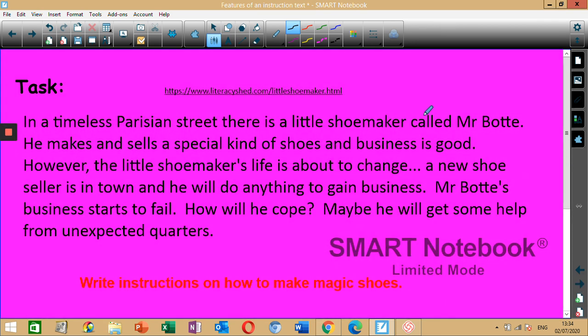Okay, so for your task, and as usual on Fridays we always look through short animation clips on Literacy Shed. So this animation is called The Little Shoemaker, and it's set in a timeless Parisian street. Parisian is Paris, so the capital city of France is Paris, and there is a little shoemaker called Mr. Botte. He makes and sells a special kind of shoes, and business is good.